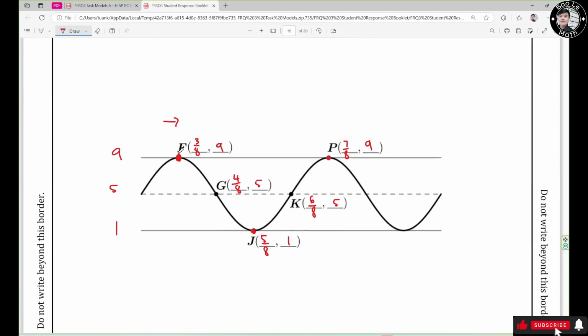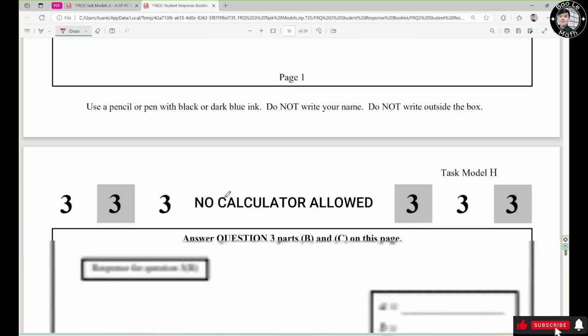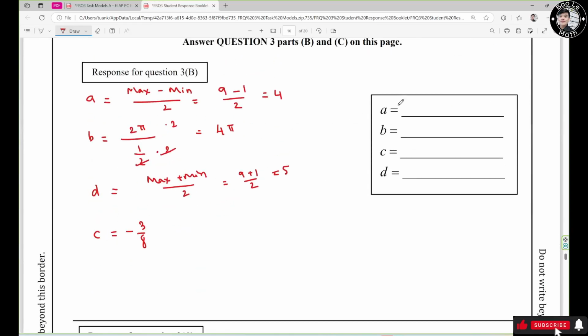Now, since I start from the maximum, which means A should be positive. Look at the cosine function right here. If it starts from the maximum, A should be positive. If it starts from the minimum, A should be negative. Like this, A is negative. Alright, so I have one option right here. A should be 4, B should be 4 pi, D should be 5, and C should be negative 3 over 8.